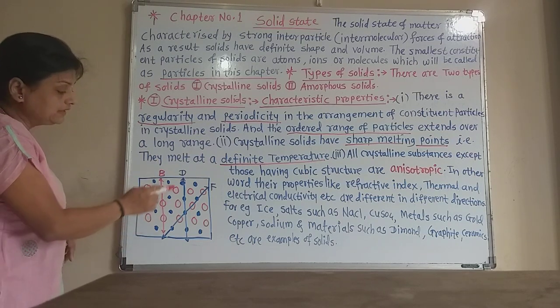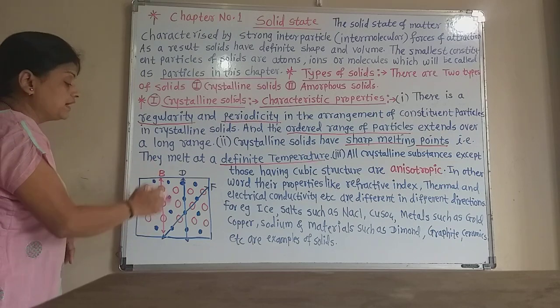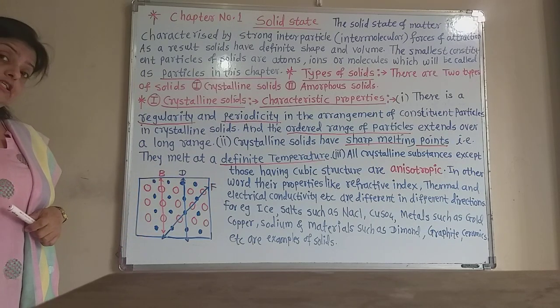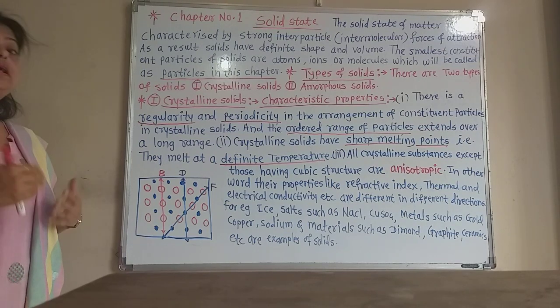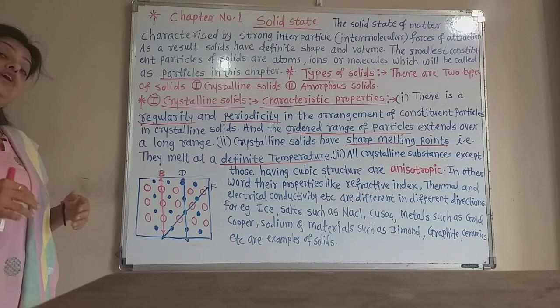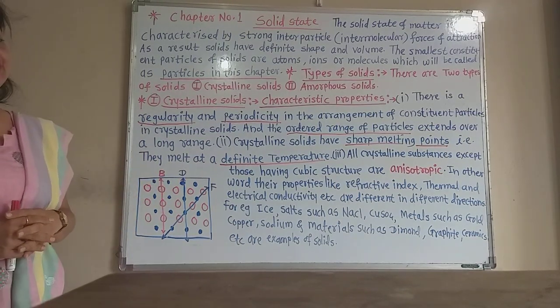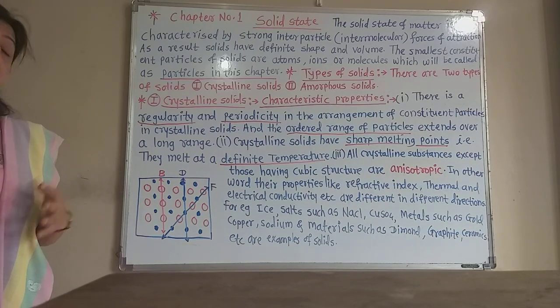Now in all these three directions, the arrangement of particles has a different pattern. And therefore the refractive index, thermal and electrical conductivity will be different in all these three directions. That is anisotropy. So crystalline solids show anisotropy.